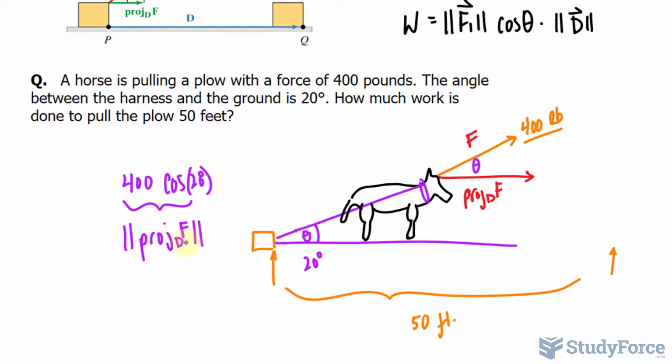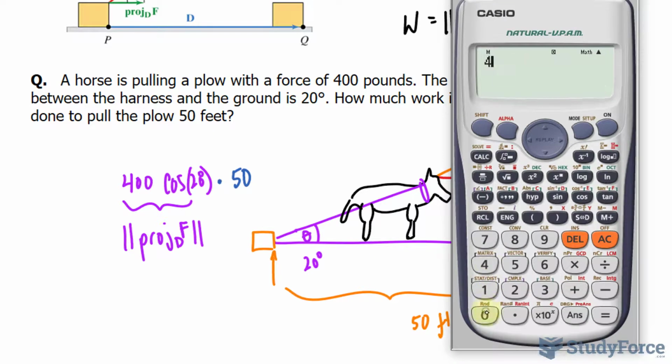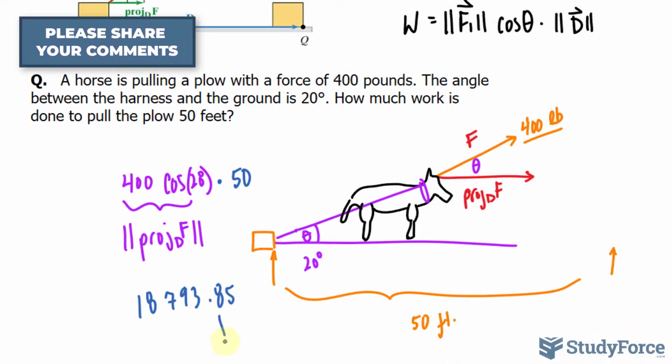Notice I add these double absolutes to signify that this is the magnitude. And this gets multiplied to the distance in which this horse moves the plow, which is 50. Therefore, by multiplying these out, 400 times cosine, make sure that your calculator is in degrees, times 50, we get the total work as 18,793.85 foot-pounds.